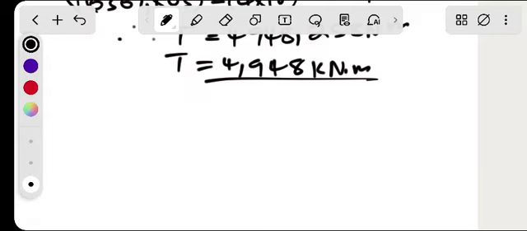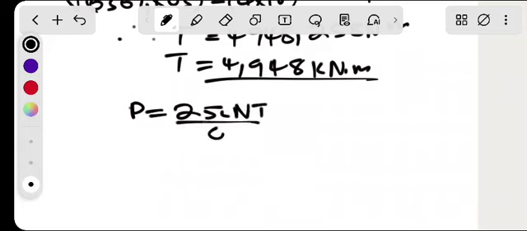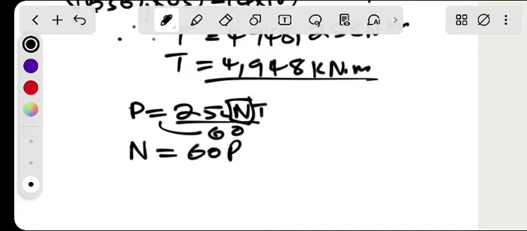Then since I had that, I want now the number of rotations. Remember, power is equal to 2 pi N T divided by 60. That means if we divide by 60, this will be revolutions per minute. Then I want this, so I make that the subject. I'll multiply by that, then I divide by that. That means N will be 60 multiplied by power divided by 2 pi T.